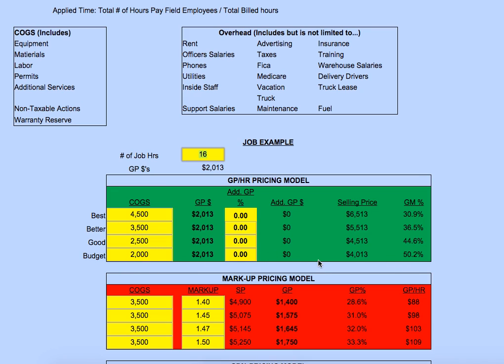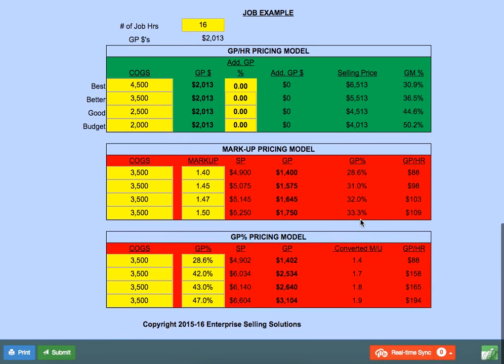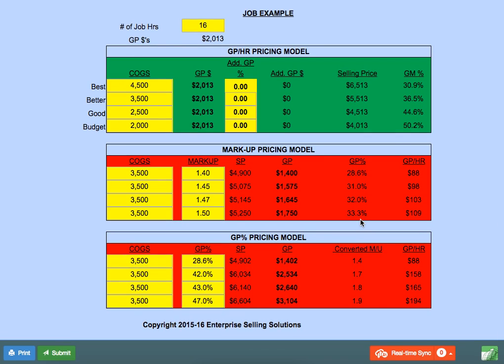Okay. In the program, if you wanted to add some additional percentage, like say we add additional gross profit percentage here, it would actually add GP to the selling price. The markup model, if you read my blog, it talks about markup, and many dealers will say, well, I mark my equipment up 40%, thinking that that's a margin. But if you take 3,500 and multiply it times 1.4, you get a selling price of 4,900. When you subtract that from the cost of goods sold, it actually is only 28.6% gross profit.